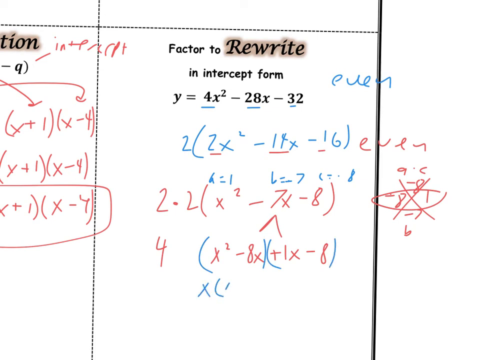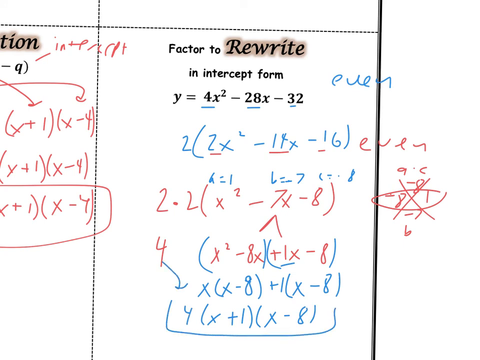So the first group I can take out an x. The second group, it looks like I can't take out anything, but I have to take out either 1 or negative 1 when that happens. Now this one, the first term is positive, so I'm going to take out a positive 1, which leaves me with my x minus 8 as well. Good news, I got the same thing in both parentheses. So I know I can write this as x plus 1 times x minus 8, and then I have the 4 out front still. So I'm going to leave that out there, and there you go.